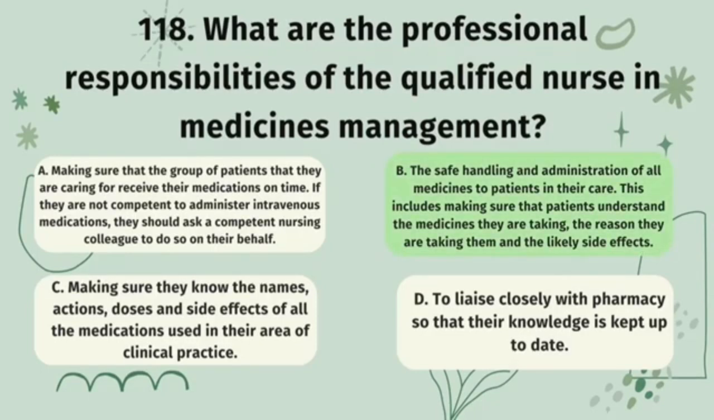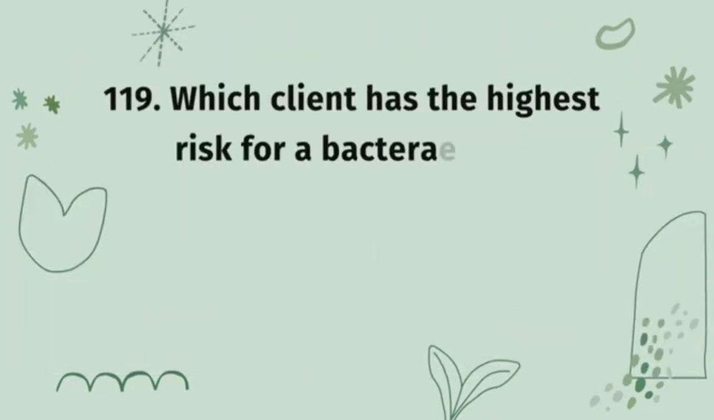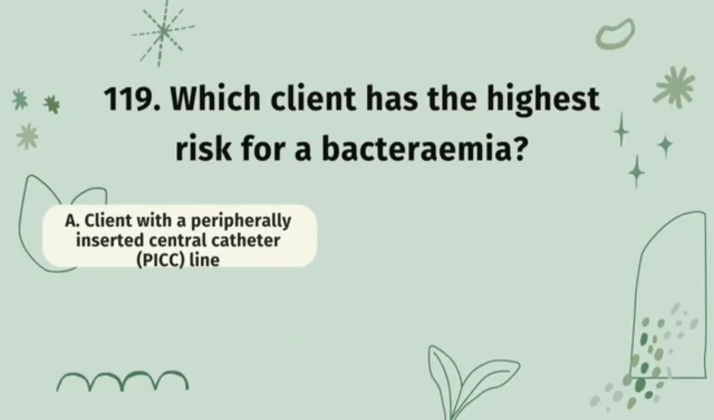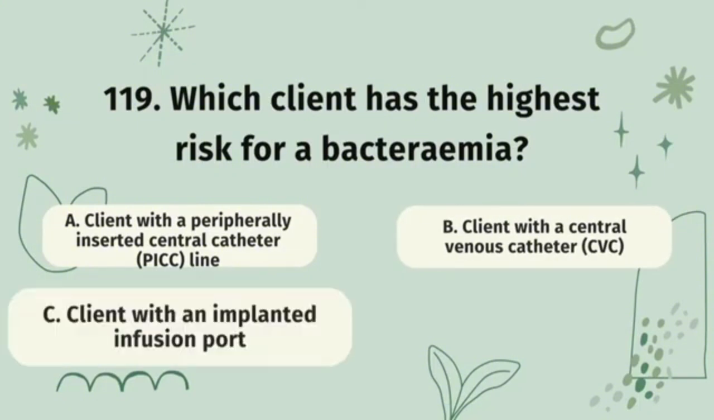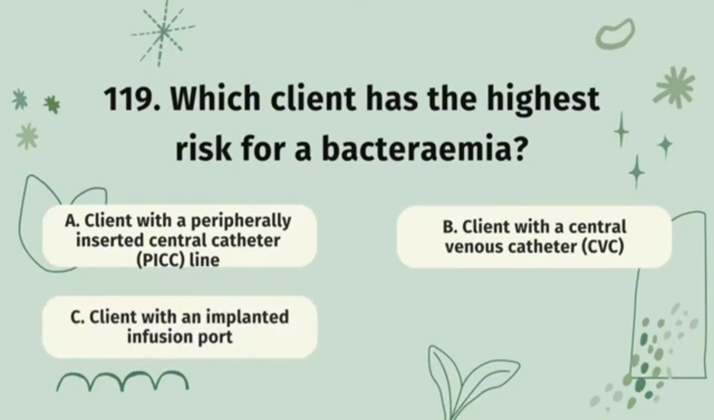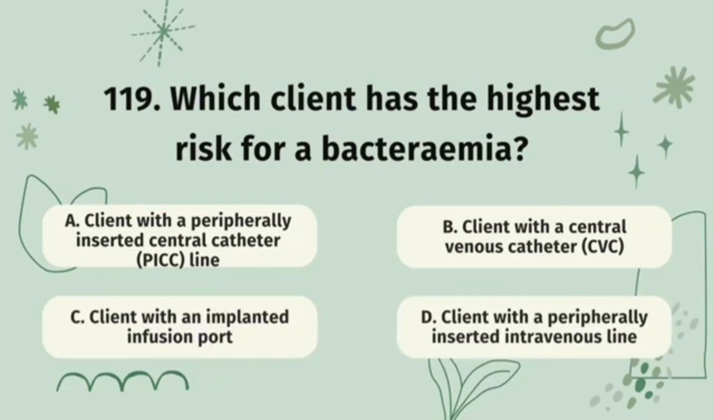The correct answer is B. Question 119. Which client has the highest risk for a bacteremia? Option A. Client with a peripherally inserted central catheter PICC line. Option B. Client with a central venous catheter CVC. Option C. Client with an implanted infusion port. Option D. Client with a peripherally inserted intravenous line.